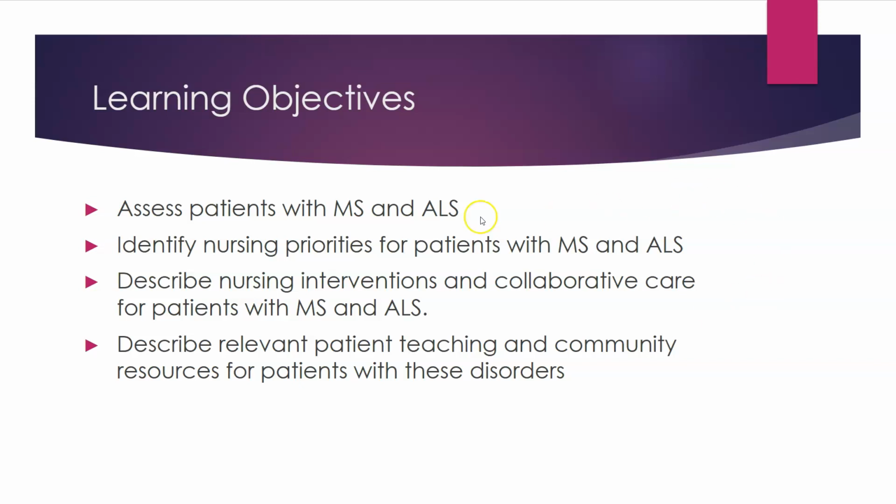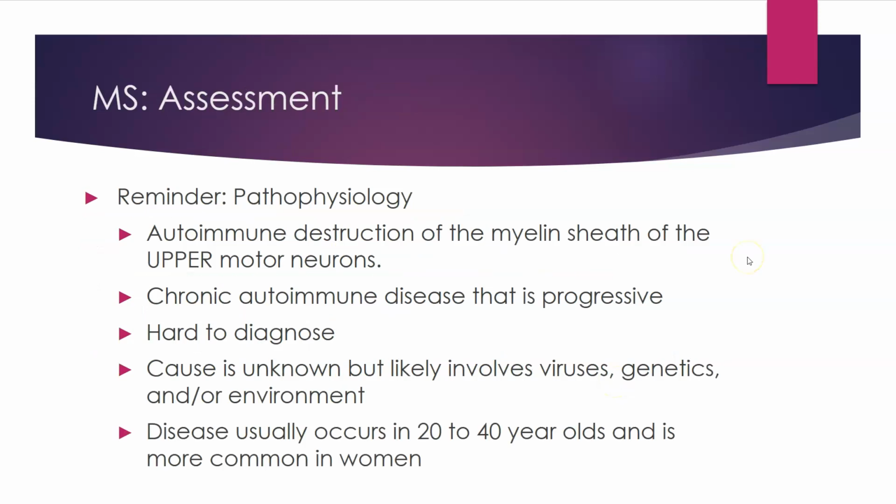So learning objectives, we're going to talk about MS and ALS and how to assess those patients. We'll look at nursing priorities for patients with MS and ALS. We'll talk about some of the nursing interventions we can do for those with MS and ALS, and we'll talk about patient teachings and community resources for people with MS and ALS.